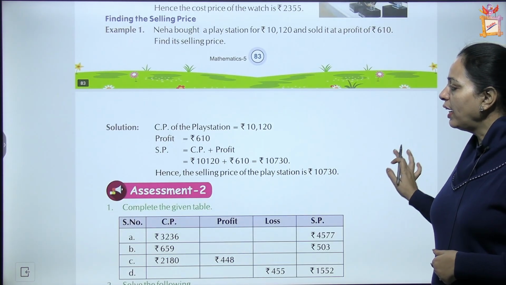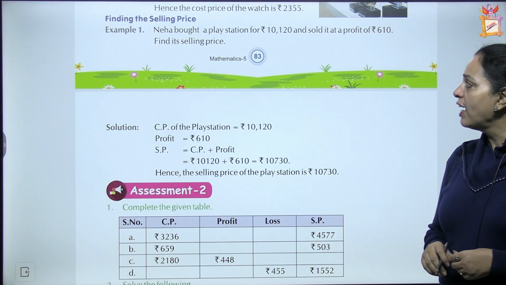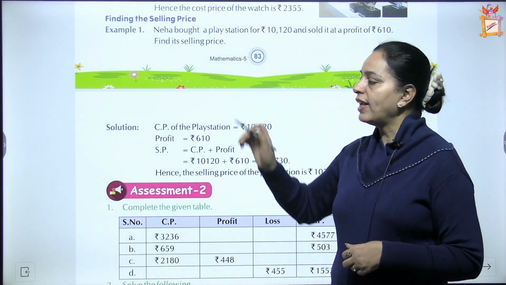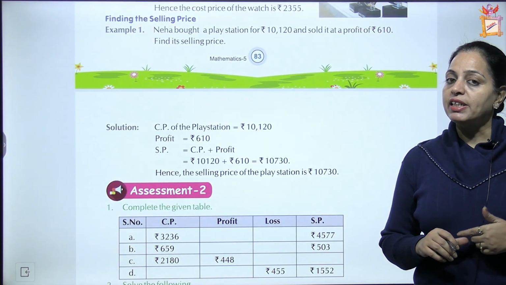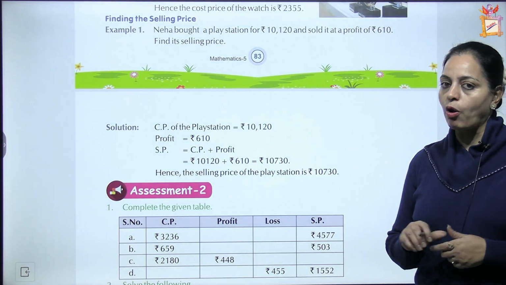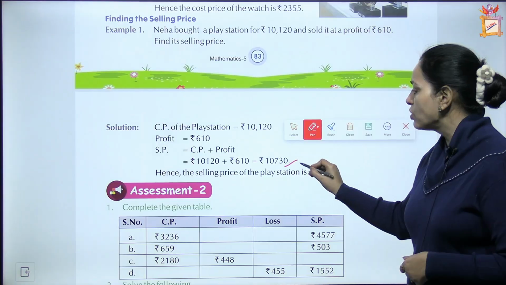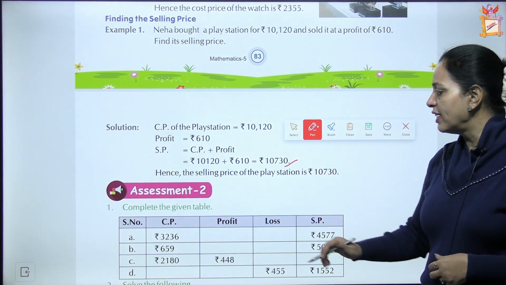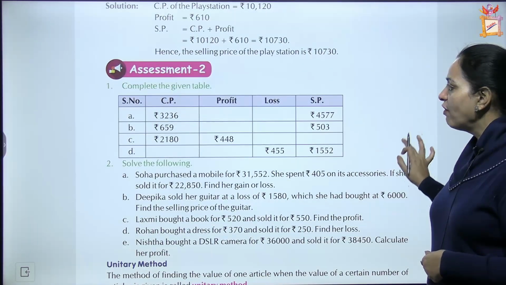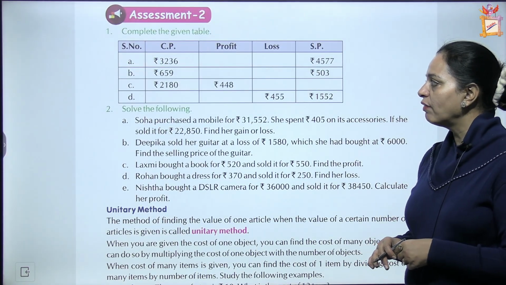Now finding the selling price. Example 1. Neha bought a PlayStation for rupees 10,120 and sold it at a profit of rupees 610. Find the SP. Profit है, it means SP would be bigger. So SP क्या होगा? CP plus profit. दोनों को add कर देंगे. So answer is 10,730. So selling price of the PlayStation is 10,730.